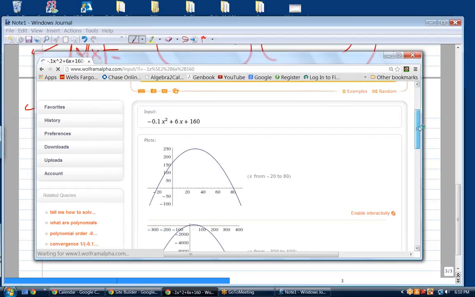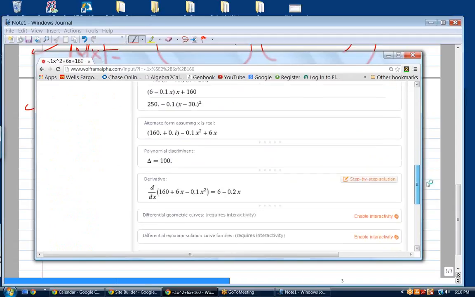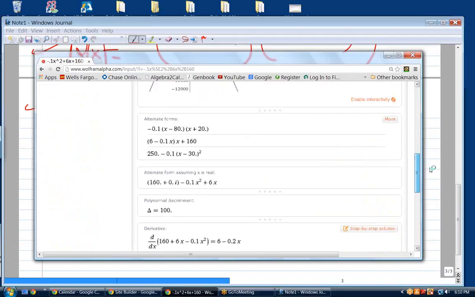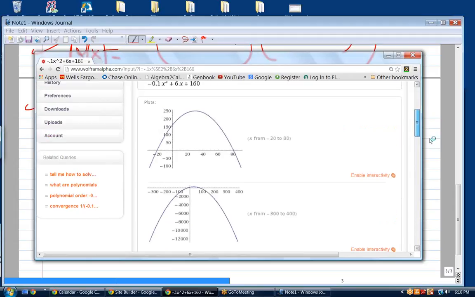In fact, I bet Wolfram Alpha gives it that information to us. Let's see. No, it doesn't. It doesn't tell us that maximum. Guess you got to pay extra for that version.